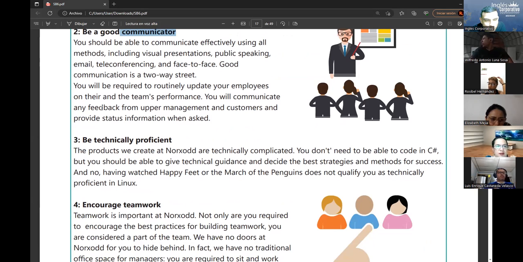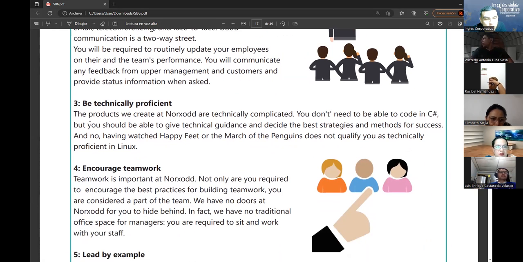Be technically proficient. The products we create at Norxal are technically complicated. You don't need to be able to code, but you should be able to give technical guidance and decide the best strategies and methods for success. And no, having watched Happy Feet or March of the Penguins does not qualify you as technically proficient in Linux.